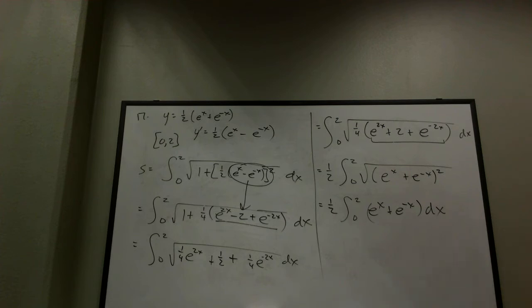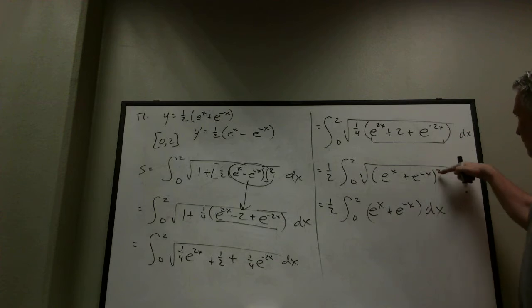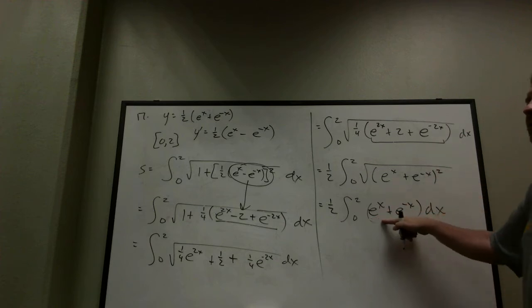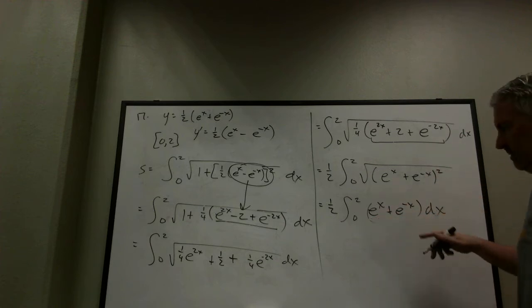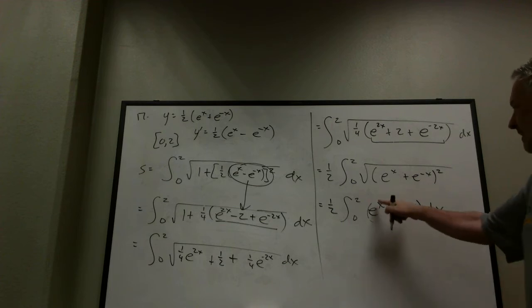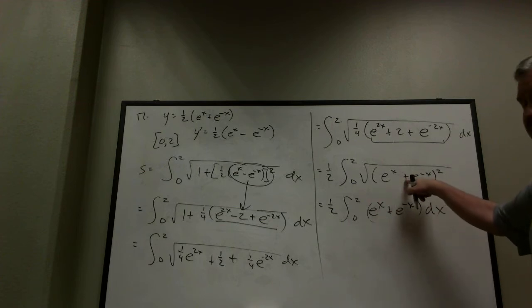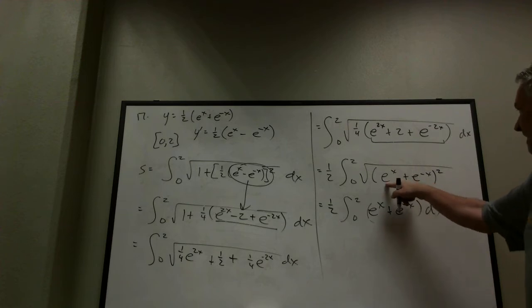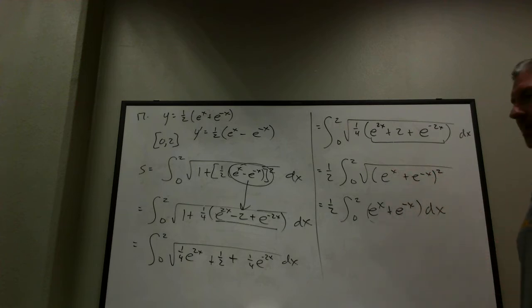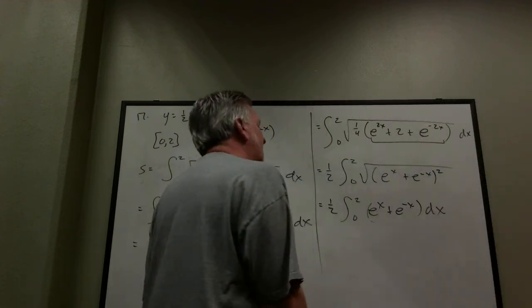Okay? So the square root of something squared is the something as long as the something is positive or 0, which it is. Because e to the anything is positive. Now, if this had been a minus here, we'd have an issue, because e to the x minus e to the minus x may not be positive. Okay, now we can finally integrate.